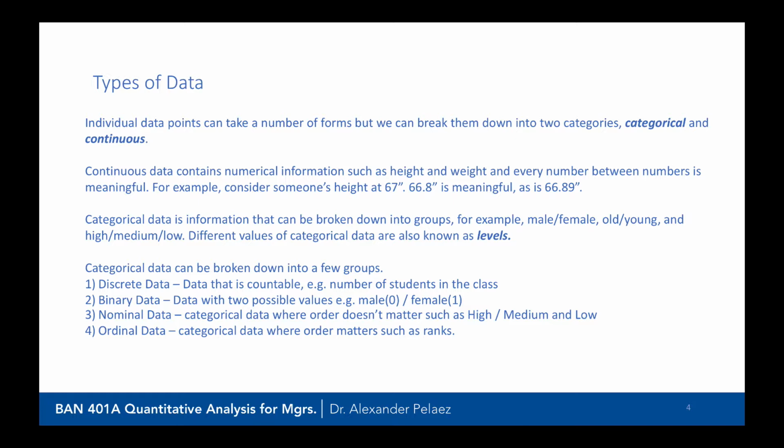Now, categorical data can be broken down into a few different groups. We can have what's called discrete data, which is countable. It's the number of students in a class. Binary data, which is categorical data that only has two possible values, 0, 1, male, female, high, and low. We can have nominal data, and this is categorical data where the order doesn't matter so much. And ordinal data where the order matters, such as ranks.